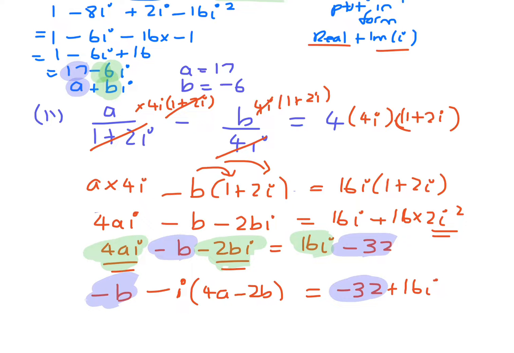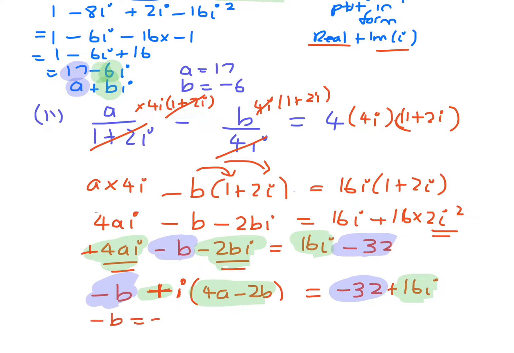You're just equating the real parts. And make sure you collect that minus there. Just checking I've got the right signs there. Don't think I have, wait a minute. So I've got 4ai minus 2bi. That should be a plus because it's plus 4a. So the 4a minus 2b equals 16.